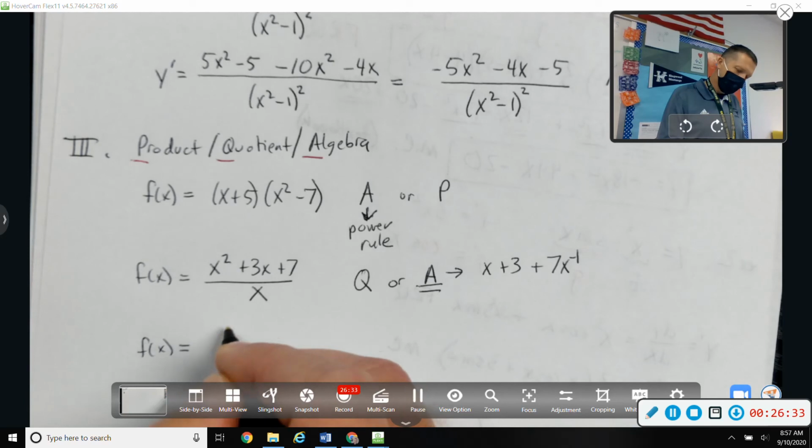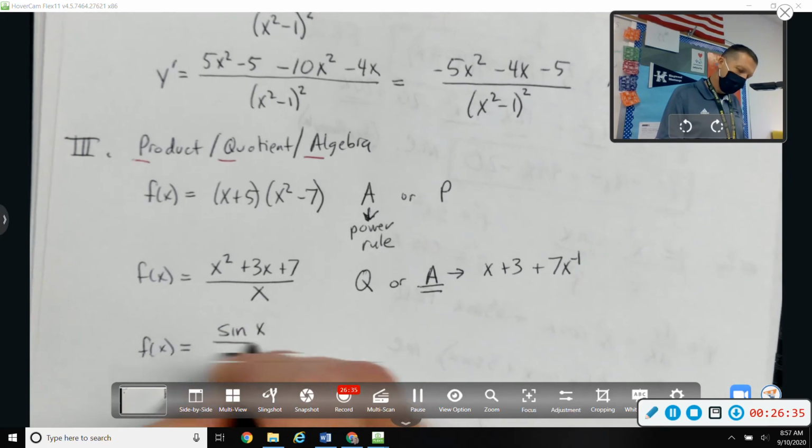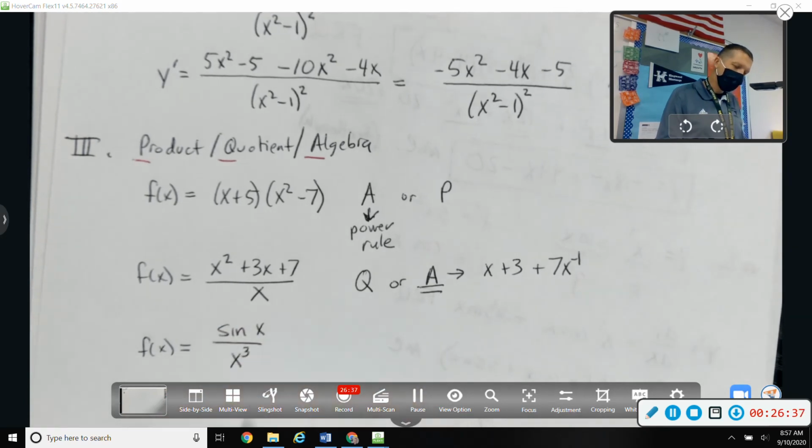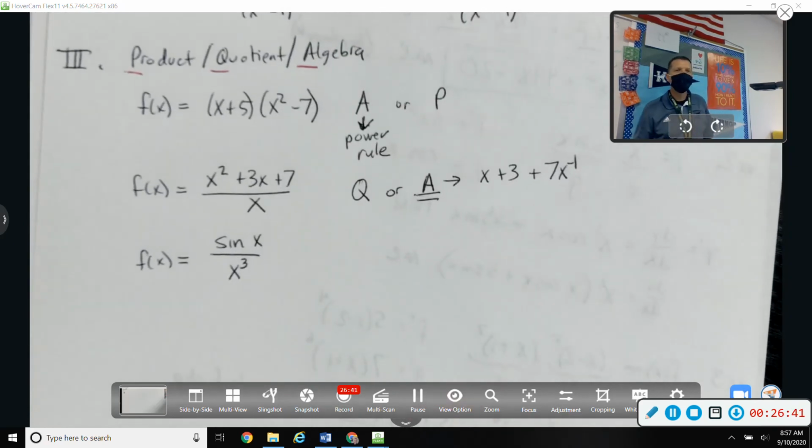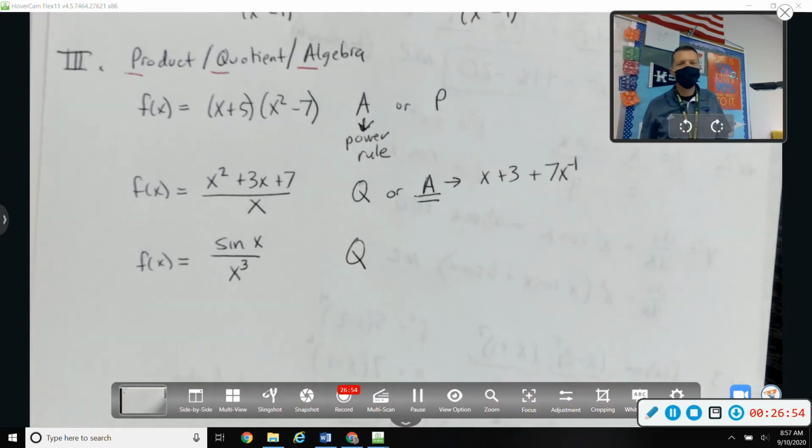F of x equals sine of x over x cubed. What do you think? Product, quotient, or algebra? Jacob, product, quotient, or algebra? Quotient. Definitely quotient. There's no way to do any algebra on that. It's obviously not product, so it's quotient, period, amen. You have to use quotient rule on that one.